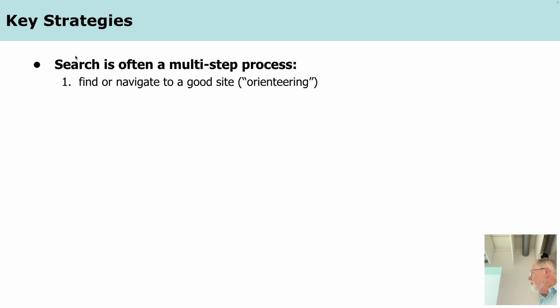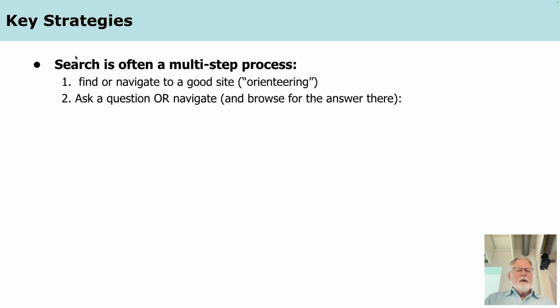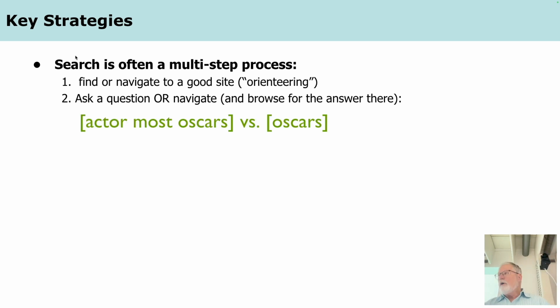We also know that search is often this multi-step process. So, for example, navigating to a good site, orienteering we call it, is often a way to get to something rather than using Google. You use Google to get to a location. And then you can ask for specific kinds of questions like actor most Oscars versus Oscars. Do you want to drill down from these results or just go straight to the result itself?